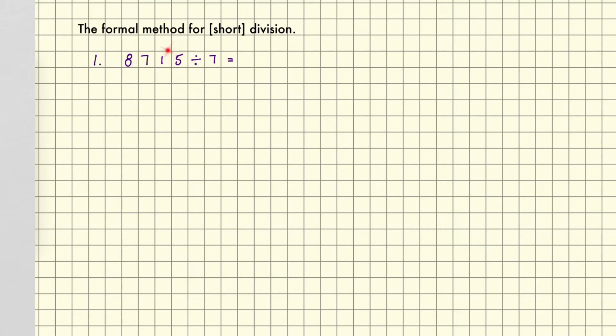We call this large number here that we are sharing out, or any number that we're sharing out, our dividend, and the number that we are dividing by is our divisor. Our answer will be called the quotient.